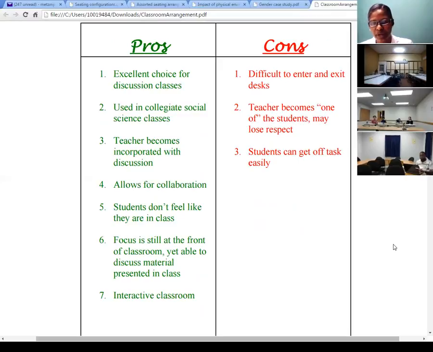Right. So Samuel, can you think of anything that will be positive? Because I think you feel that it's just more of a negative concept. Why should they feel like they're in a class?